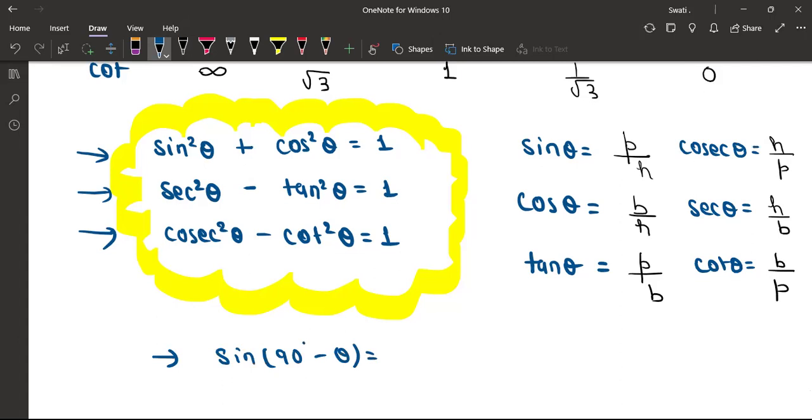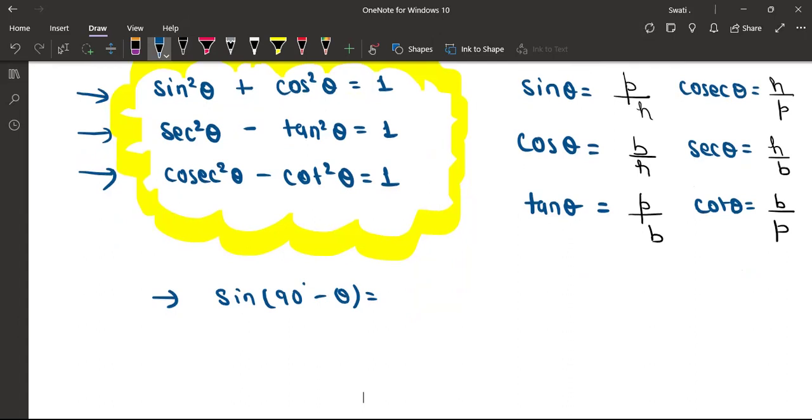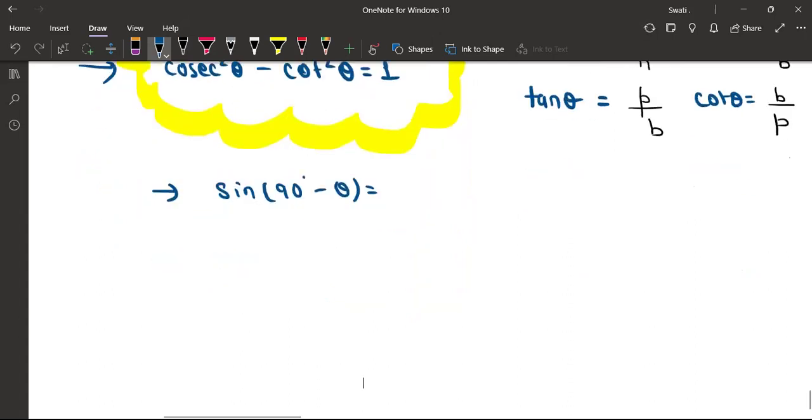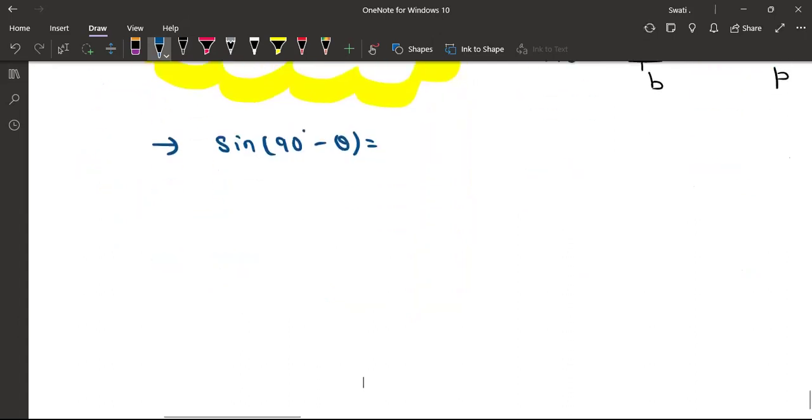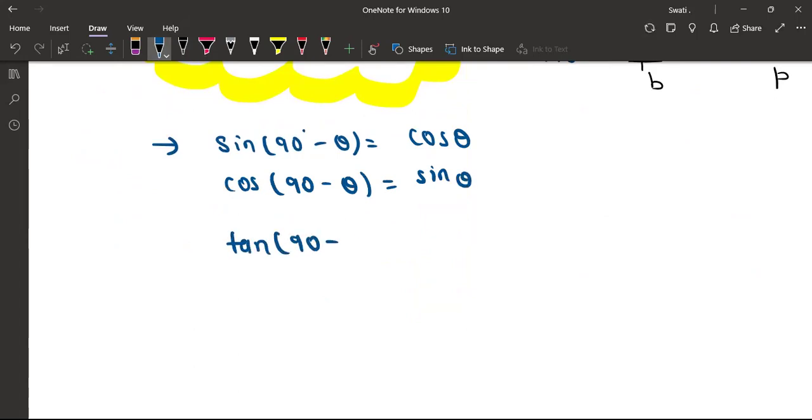Let's go to one last formula set in trigonometry: what was sine 90 degree minus theta? You remember the formula? Sine 90 minus theta is cos theta. Cos 90 minus theta is sin theta. Very good. Next, tan 90 minus theta: cot theta. Very good. Cot 90 minus theta: tan theta.